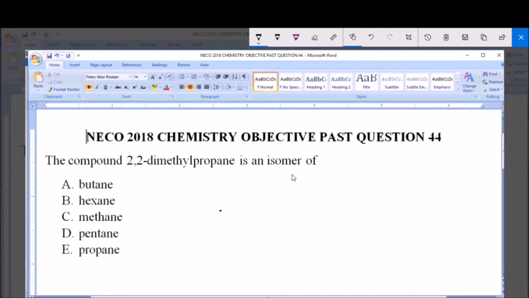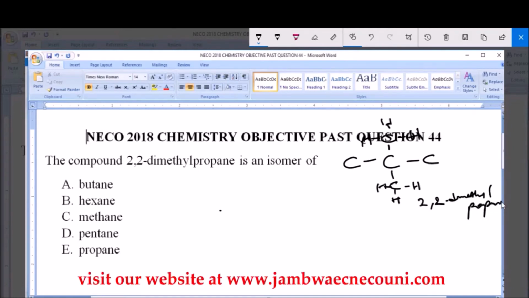Now 2,2-dimethylpropane is given as this: C, C, C. This is the carbon chain, since it's propane, so it's a single bond. Since the methyl group is attached to the second carbon atom, that is 2-methyl, dimethyl is attached to the second carbon atom. This is the second carbon atom. So we have one methyl group here, one methyl group, and another methyl group here. Now this is the 2,2-dimethylpropane. Now they are asking, this is an isomer of what?